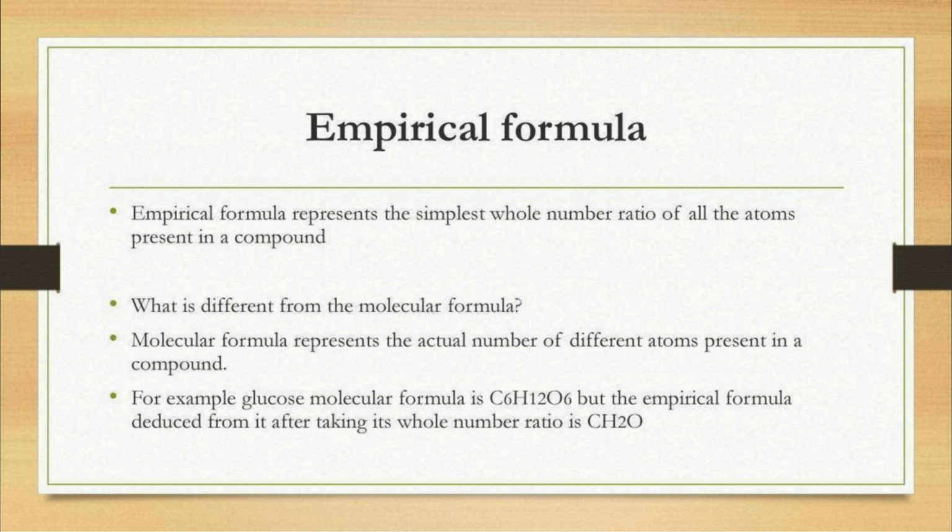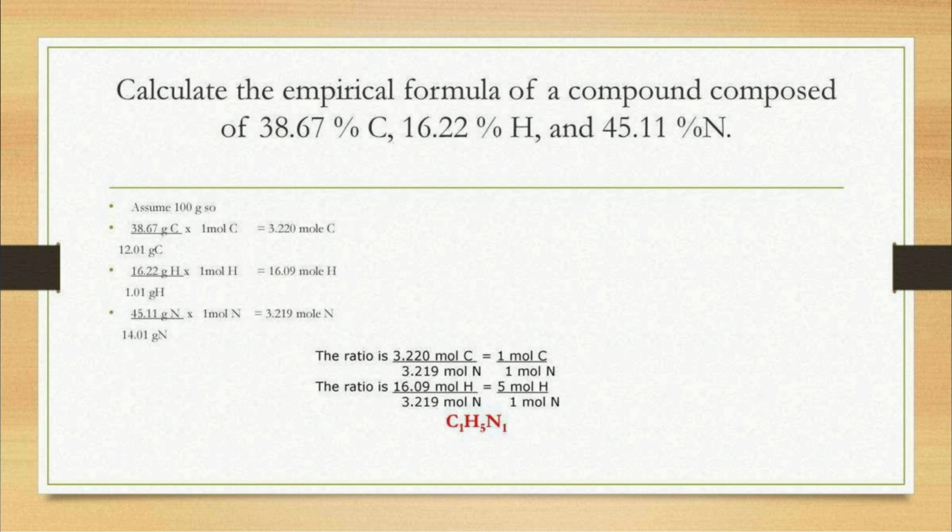Empirical formula represents the simplest whole number ratio of all atoms present in the compound. Now, what is different from the molecular formula? Molecular formula represents the actual number of different atoms present in the compound. For example, glucose molecular formula is C6H12O6, but the empirical formula deduced from it after taking its whole number ratio is CH2O.